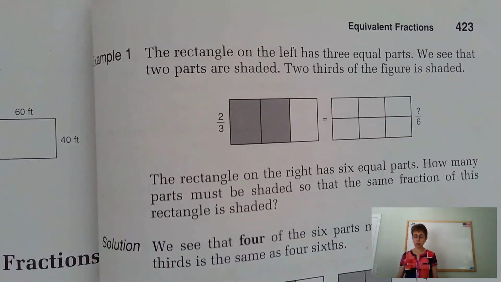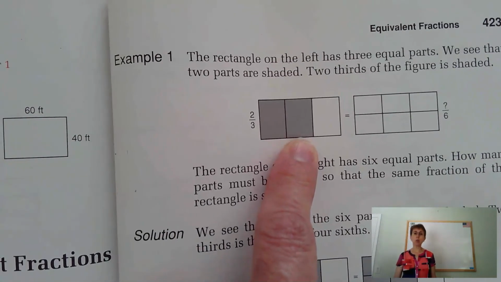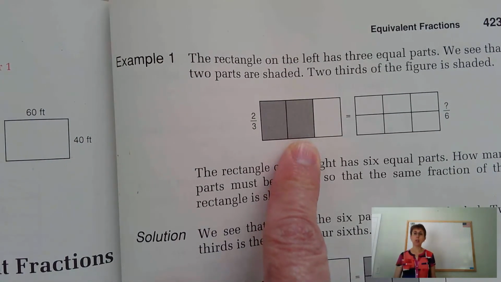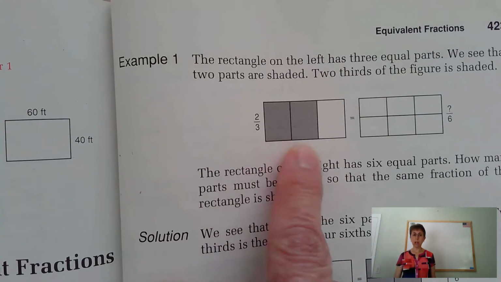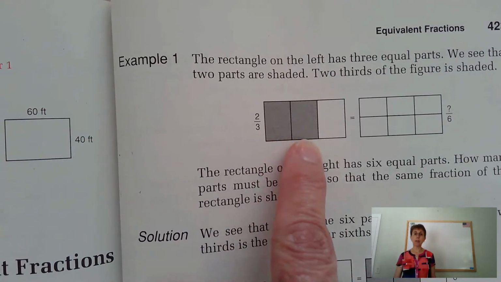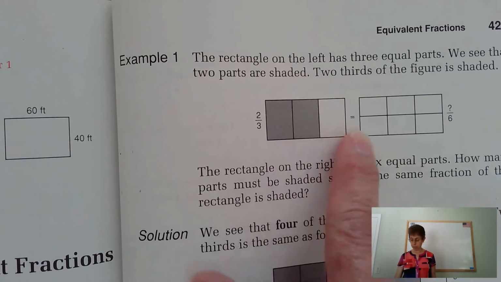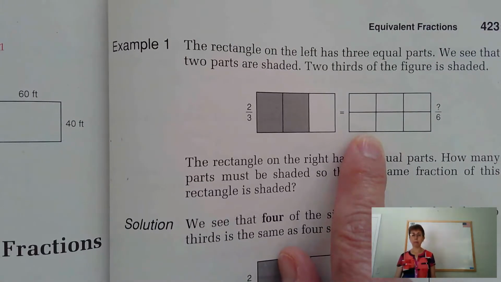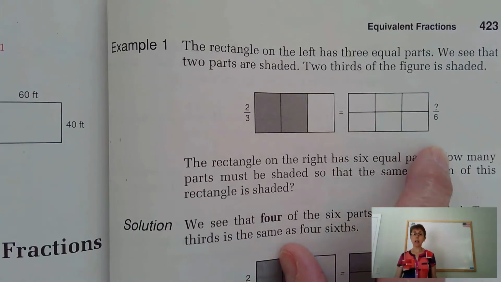The rectangle on the left has 3 equal parts, and we see that 2 of those parts are shaded. So we say that 2/3 of the figure is shaded. Here's your rectangle. It's divided up into 3 equal parts. First 2 parts of that rectangle are shaded. So 2 out of the 3 parts are shaded. 2/3 is shaded.